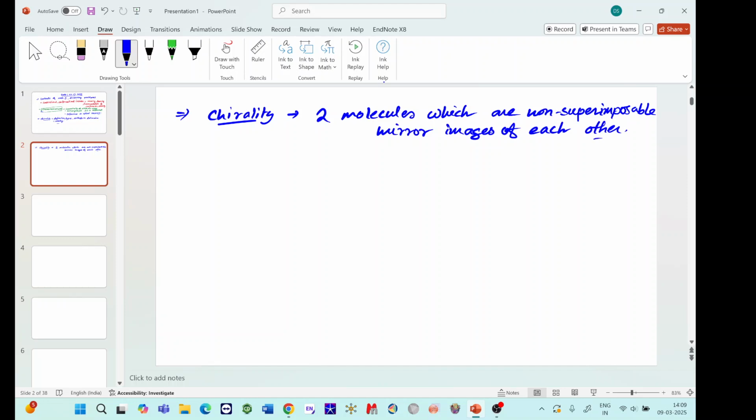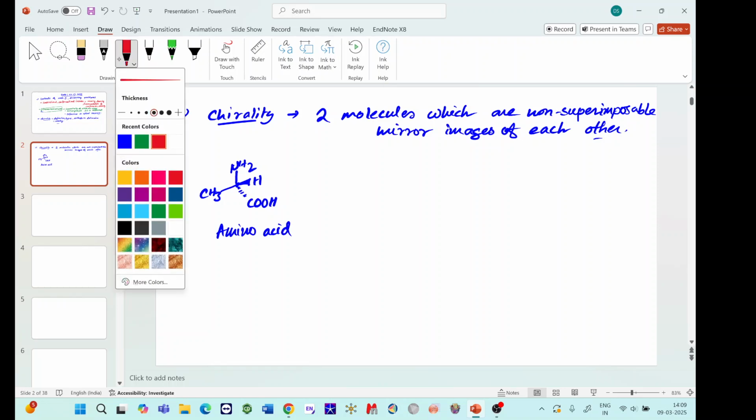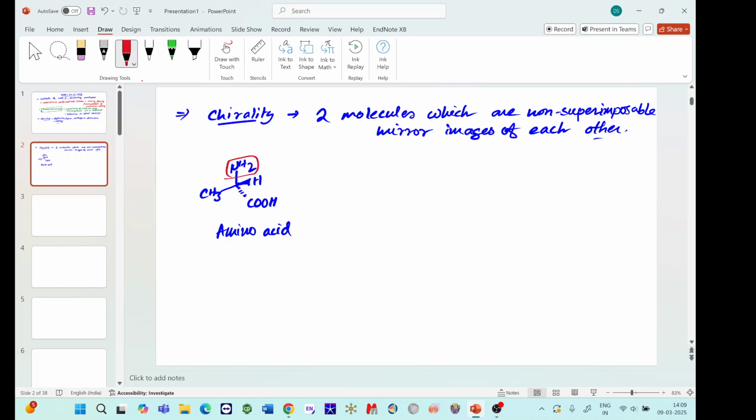Like, I will show you a basic example. You have one methyl, then one NH2, then one COOH, and one proton. So this is an amino acid because you have this amino group as well as the carboxylic acid group.